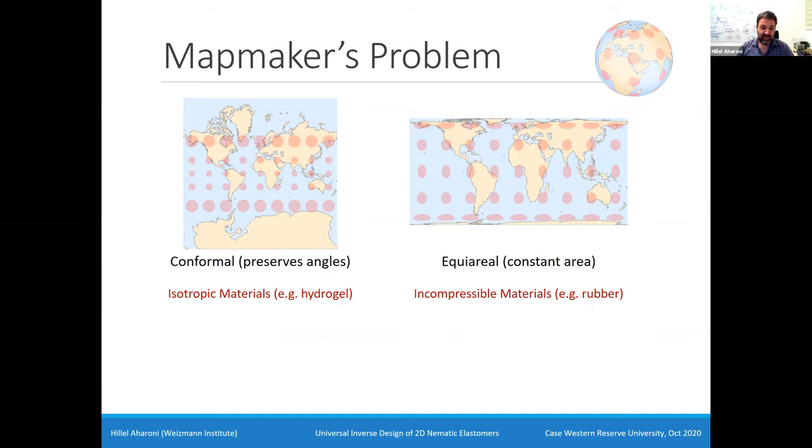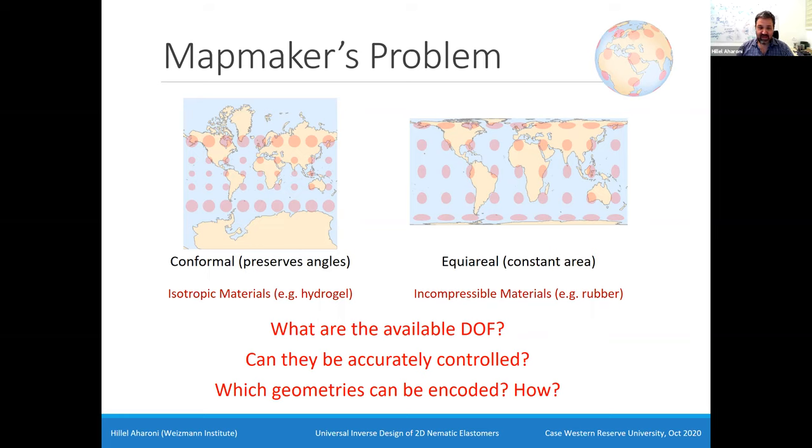So the question when we have a new material, or a material that we should discuss, is what are the degrees of freedom that are available? Can they be accurately controlled, to which range of deformation can they be controlled, and which geometries can then be encoded into them? So we know, for example, that in the materials I showed you here, we can take a flat sheet and make it become a sphere. But can we use the same materials to make a flat sheet that would become something else? It's not a sphere. So obviously, it's a less common problem in map making, making things that are not a sphere.